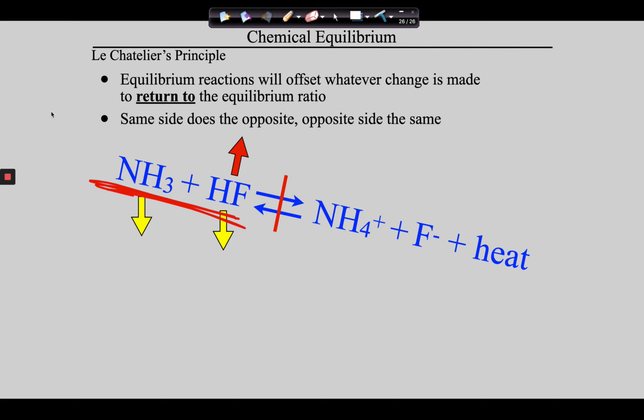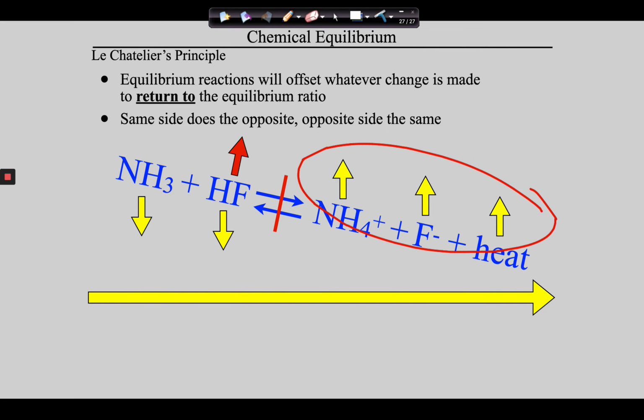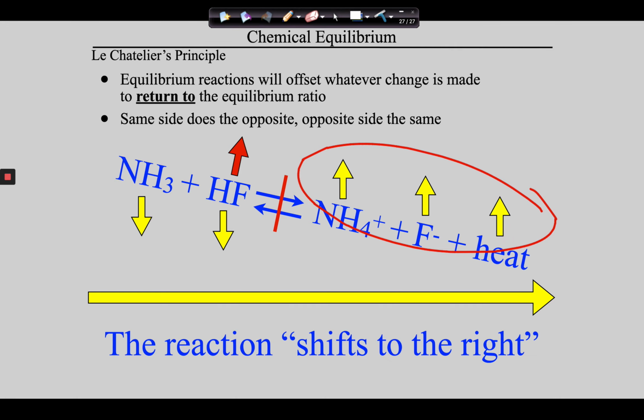Well, what's got to happen to the stuff on the right to get back to balance? They have got to go up. So notice what happened. If this is the change we made, the stuff on the same side did the opposite, the stuff on the opposite side did the same, and this then would return to equilibrium. Now here's the way we talk about this. The stuff on the right went up, so we say that this reaction shifts to the right.